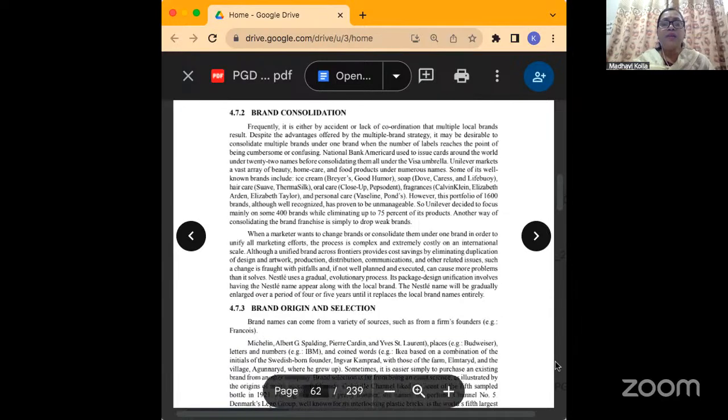The next aspect that we'll be looking at is in terms of brand consolidation. So, in terms of brand consolidation, there are multiple brands strategy that we have seen in the case of, say, HUL. At the end of the day, the Unilever markets a vast array of beauty, home care, and food products. They have multiple names, and we know very common names. Like for ice creams, we have Good Humor and Breyers, though they are not really offered in India. For soap, think like Dove, Lifebuoy.